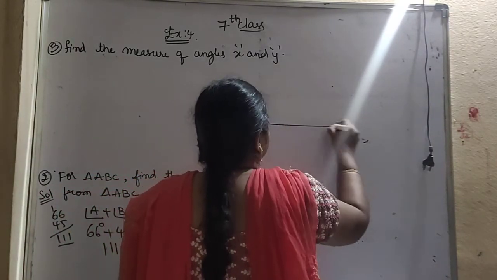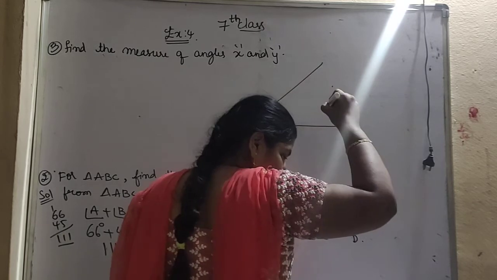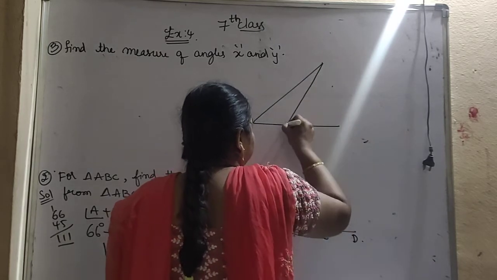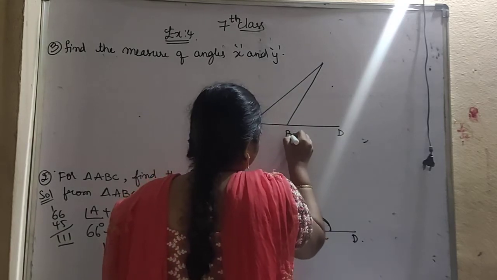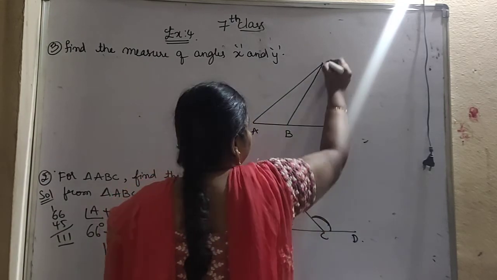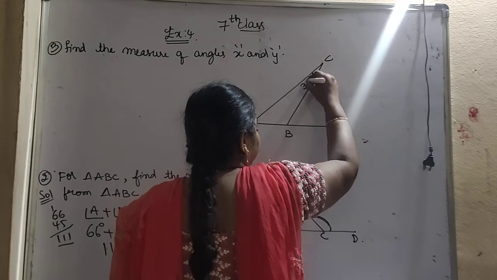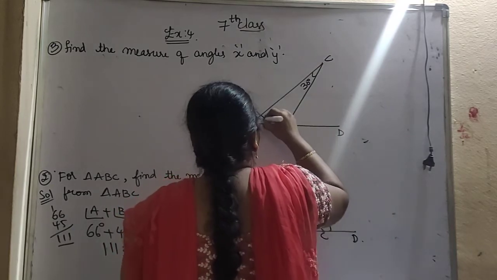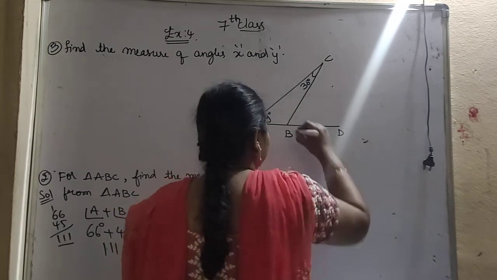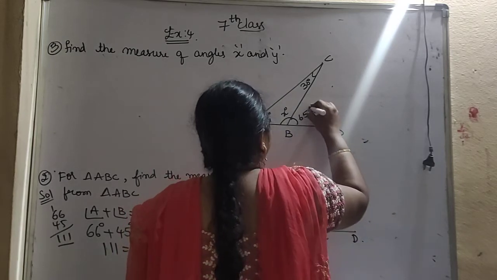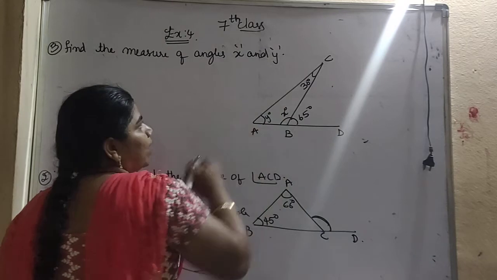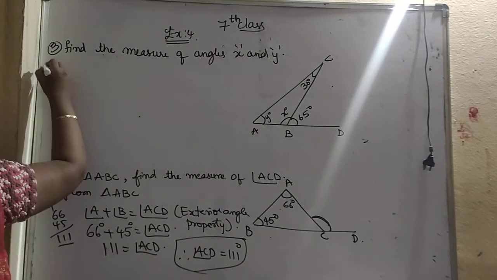So here, what is the figure? It is in this order. This is D, B, A, C. Here it is 30 degrees. This is Y. This is X, and here they have given us 65 degrees. So we have to find these two angles now. So how to find these angles?